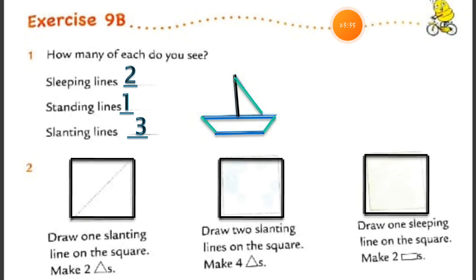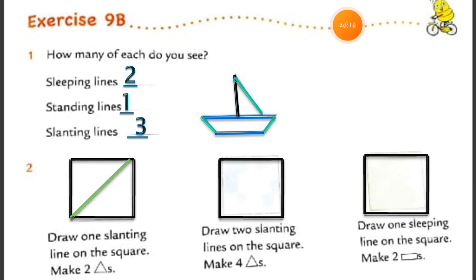Let's see how it works. Now let's draw 1 slanting line in this square. Now you can see, you can find out there are 2 triangles. If we draw 1 slanting line in this square shape, this square will convert into 2 triangles. So you have to draw 1 square, write down all the instruction, then draw 1 slanting line. So this square will convert into triangles.